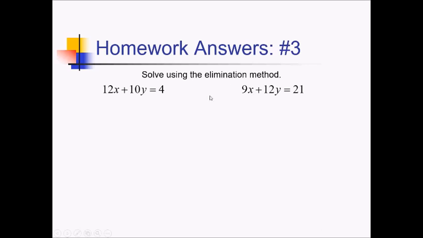So I'm going to have to multiply one or both equations by something that gives me opposite-like terms. So the next question is, do I want to get rid of x or y? What's going to be the easiest to get rid of?